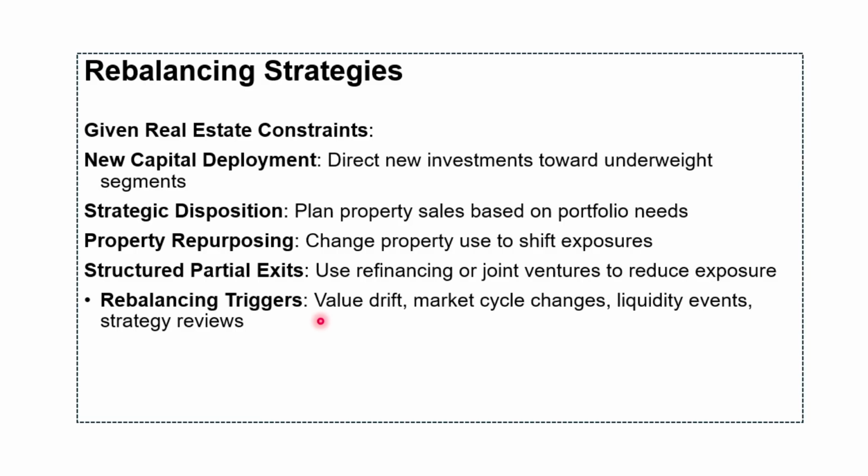Rather than trying to sell existing properties, this gradually brings allocation back to target without the transaction cost of selling. So this can be one approach. Then strategic disposition: plan property sales based on portfolio needs rather than individual property performance. So if you are overweight in office properties, you might sell your weakest property even if it's performing adequately, right?